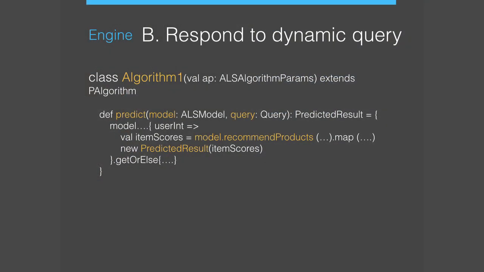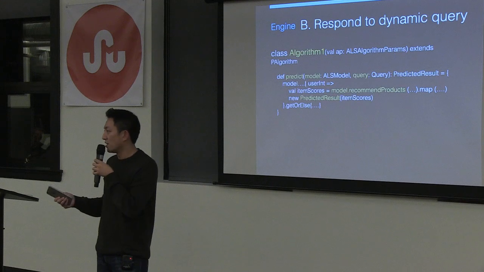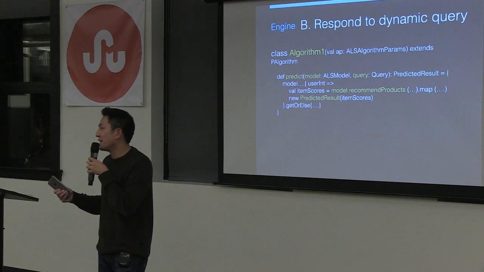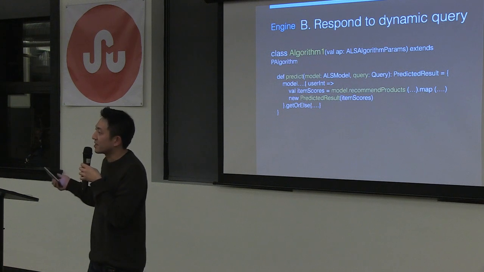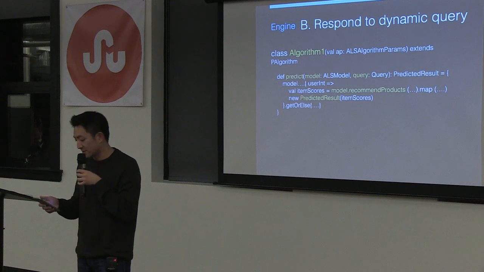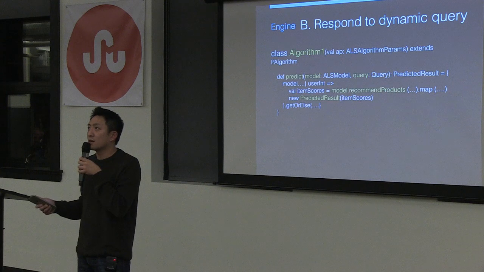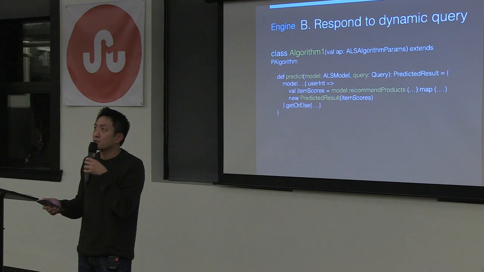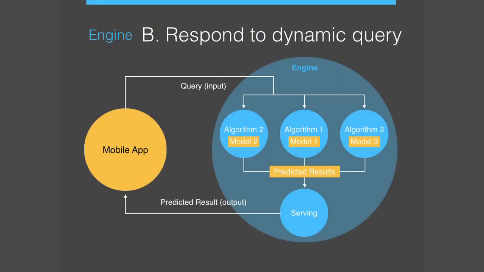A closer look at the algorithm predict function: take the query, take the model. The model, remember, we used the ALS model of MLlib, right? You can use any other machine learning libraries, like a deep learning library, Apache Mahout, any kind of library, you can use it. So take the model, just use the built-in function predict, recommend products. You return the result as a predicted result object, and it will be passed to the serving.